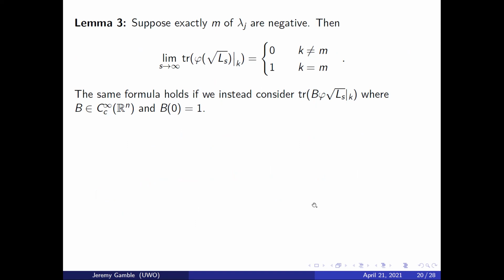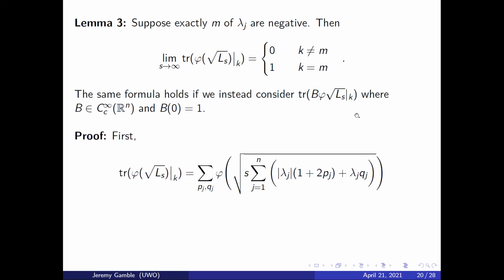So here's lemma 3, and we're basically closing in on the end of the proof at this point. If we remember, this L sub s, the square root of L sub s, is basically our ds, our Dirac operator. And it's saying that in the limit as s goes to infinity, it takes the value 0 if k is not equal to m, and it takes the value 1 if k is equal to m. And we can multiply it by any smooth function that's compactly supported and takes the value 1 at 0.